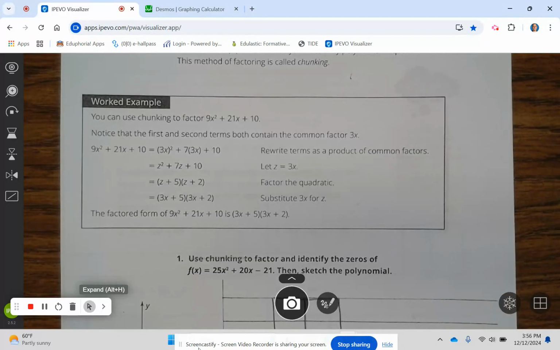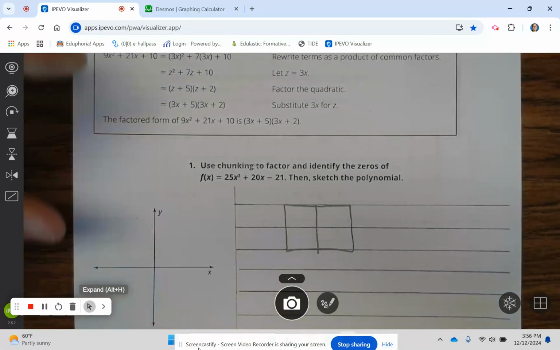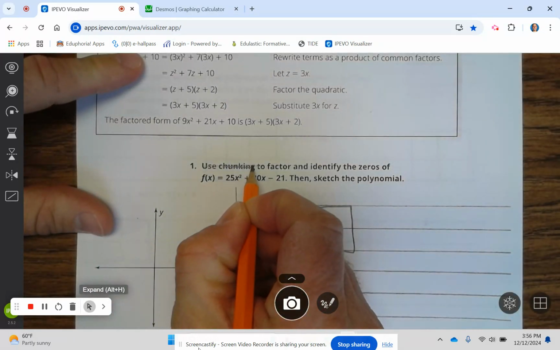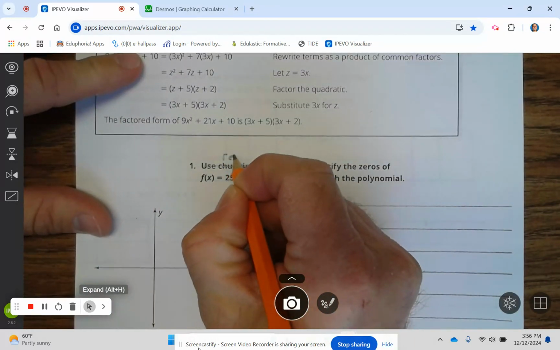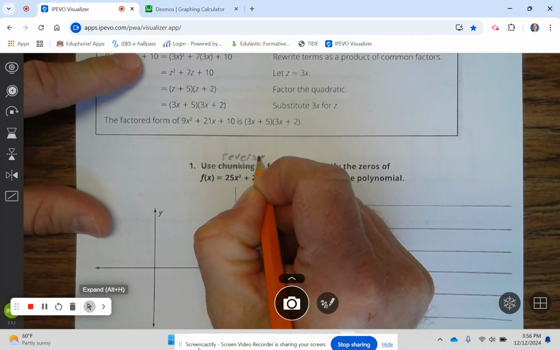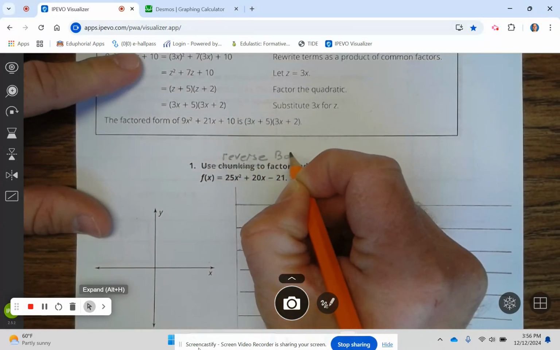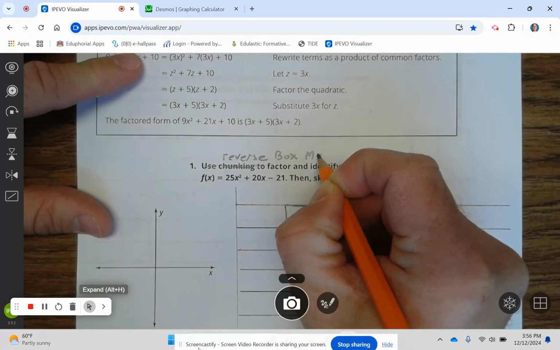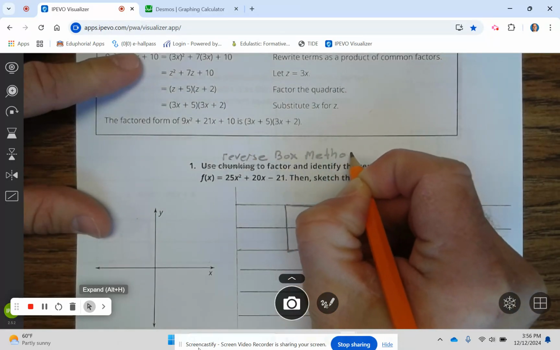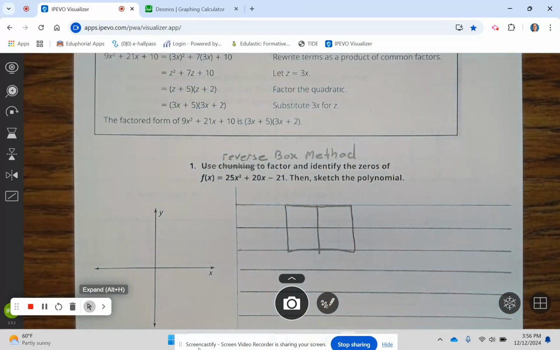All right, go and look over the worked example. All right, now if chunking works for you, you can use that, but in this case, I'm going to, instead of using chunking, use the reverse box method to factor and identify the zeros.